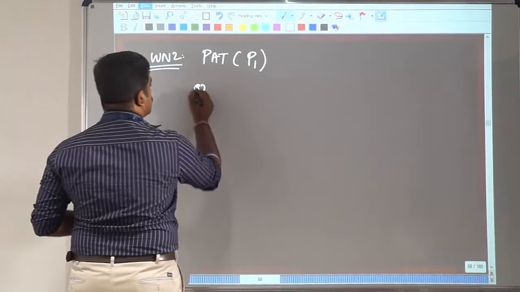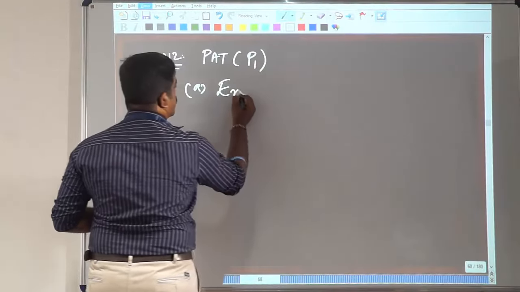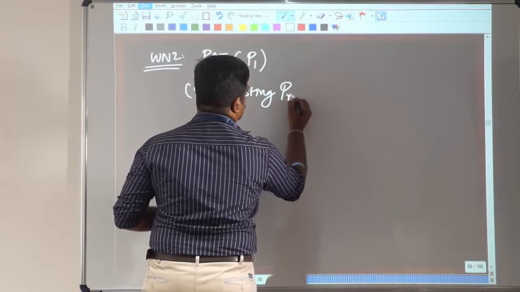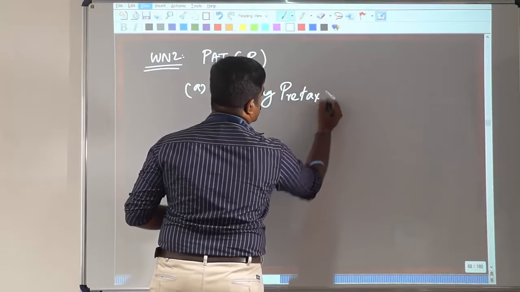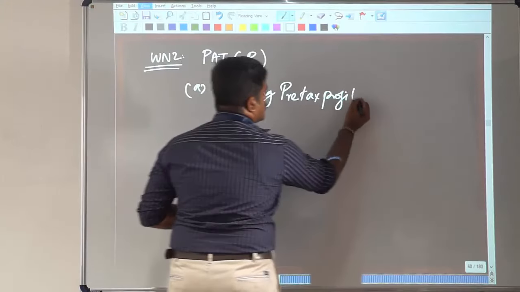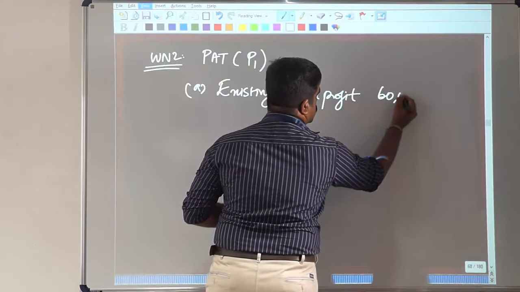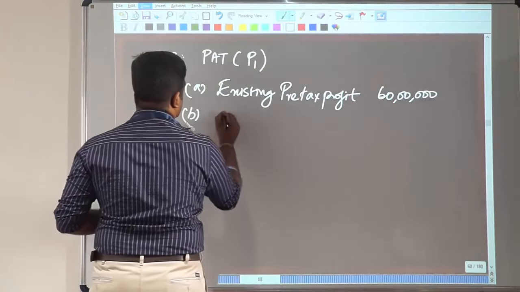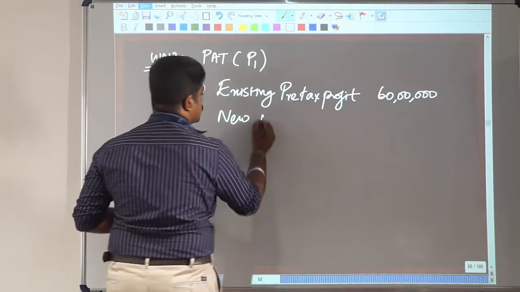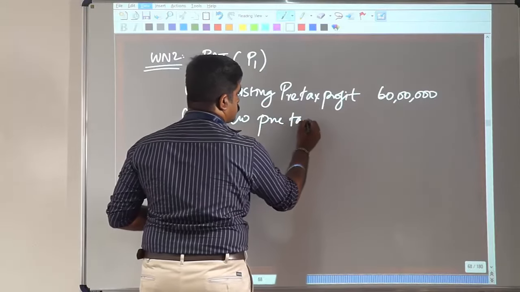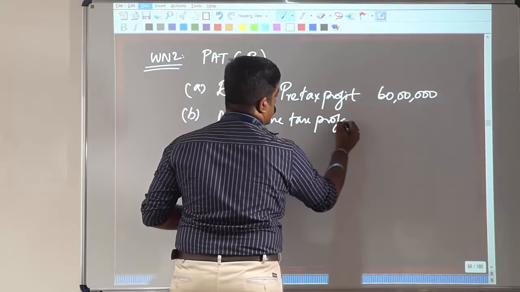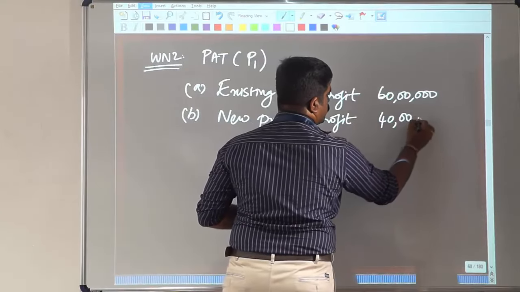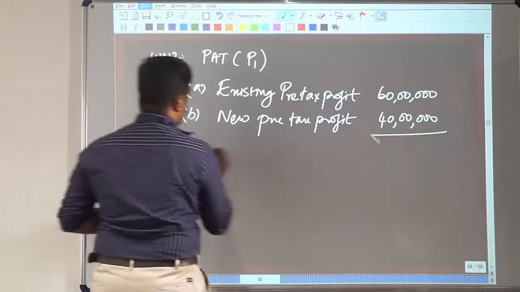What is their existing profit? Their existing pre-tax profit. How much is that? It is 60 lakhs. And what will be their new profit? New pre-tax profit. If they go for this new project, they will get another 40 lakhs. So what is going to be the total?